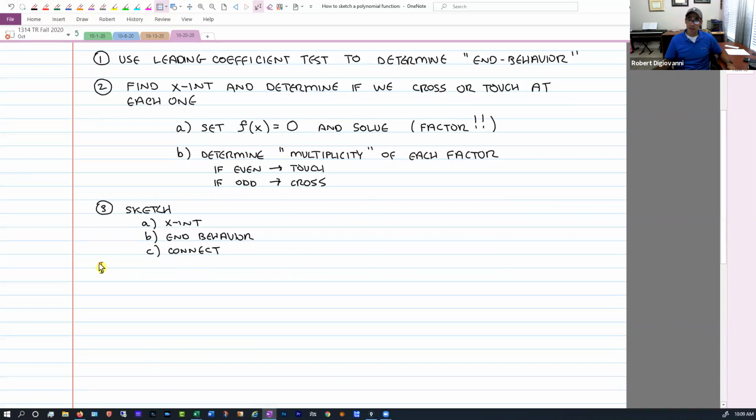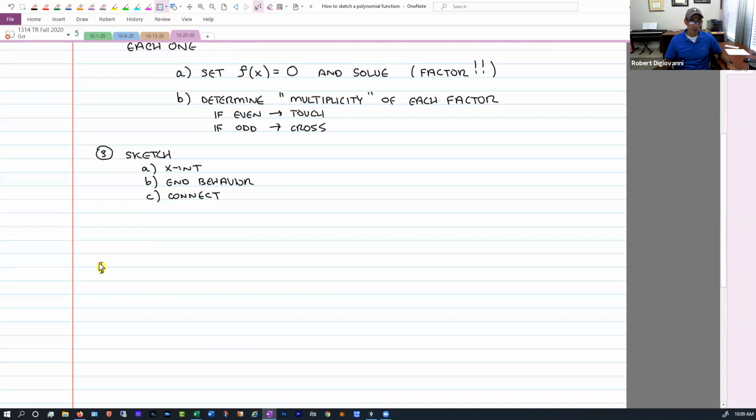All right, you ready to do an example? Here we go. It's our first one. Okay, I want us to sketch f of x equals x to the 4th minus 2x cubed minus 8x squared.